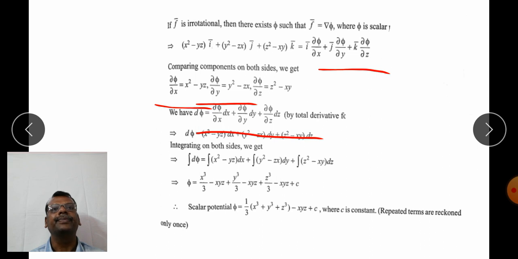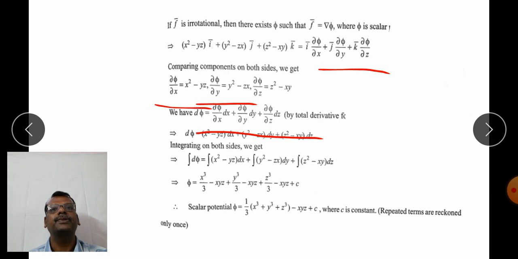And integrating, we get the integral of dφ equals the integral of plus the integral of plus the integral of, and we get the value of φ equals x cubed by 3 minus xyz plus y cubed by 3 minus xyz plus z cubed by 3 minus xyz plus c.